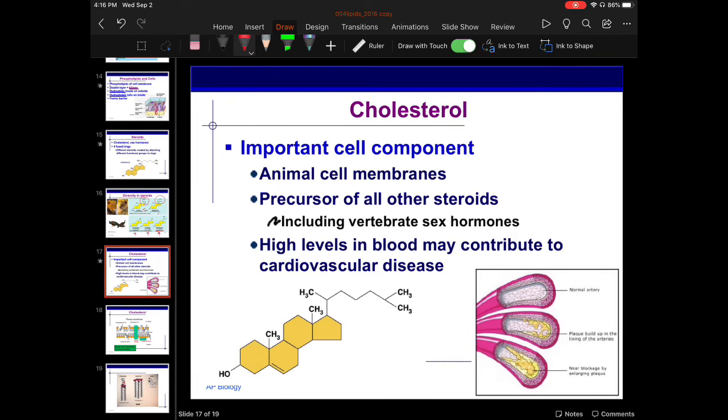All right, so this is an important cell component. Cholesterol is used in animal cell membranes. It is used to make other steroids. In high levels in the blood, though, it can contribute to cardiovascular disease. So it's a fine line. You can't do without it, but you also can't have too much. So like a lot of things in life, you have to walk a fine line and make sure you have the right amount, because what ends up happening is that plaque builds up on the inside of your arteries and can eventually block the artery completely.